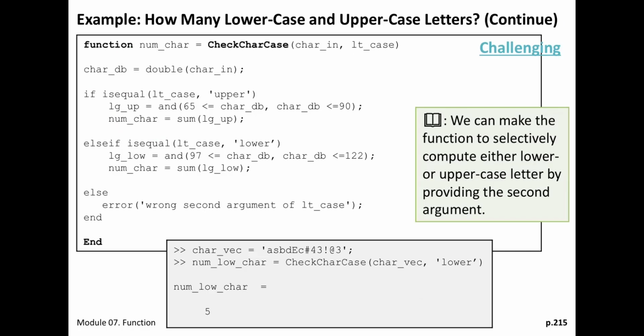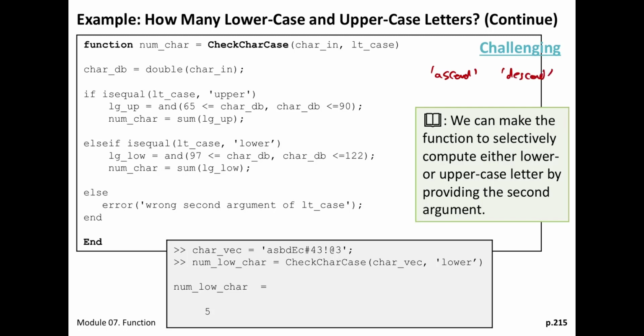Now we can design the function to perform this operation in a different way. In the previous case, we designed two output variables, numbers of the lowercase and numbers of the uppercase. But what if we make the second argument let the user choose the lowercase or the uppercase? Do you remember the sort function? We can sort the vector in ascending order or descending order using the second character vector called ascend or descend, right?